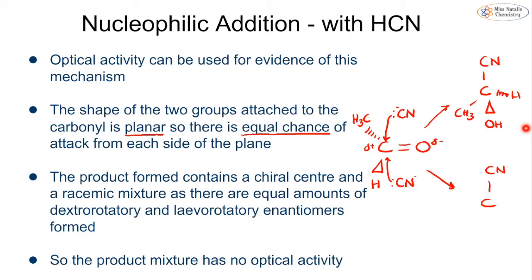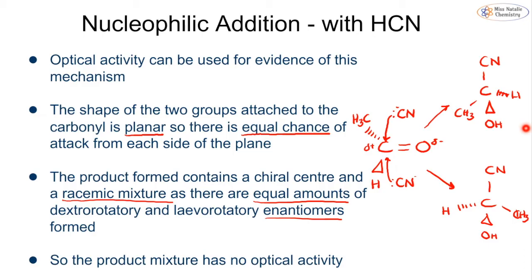That should be a wedge bond, where we have the wedge bond and the hash bond, like that. And you can see that these are non-superimposable mirror images of each other. And because there is equal chance of attack, that means that we're going to form equal amounts of each of the enantiomers. Therefore, we form a racemic mixture. So because our product mixture has no optical activity, it is confirming that we have a racemic mixture because there is equal chance of attack. And that is all to do with the planar carbonyl.